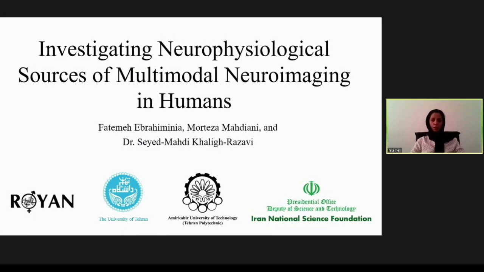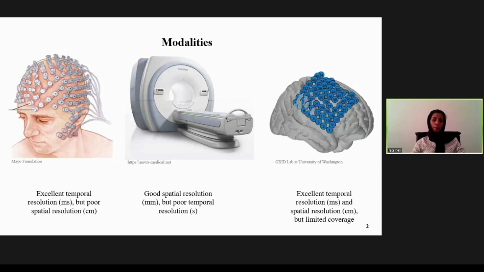I'm gonna talk about neurophysiological sources of multimodal neuroimaging in humans. The aim of this study is to investigate the extent to which the spatiotemporal dynamics of brain activity obtained by EEG or fMRI or the similarity-based EEG fMRI fusion are consistent with that of neural activity obtained by ECOG data.